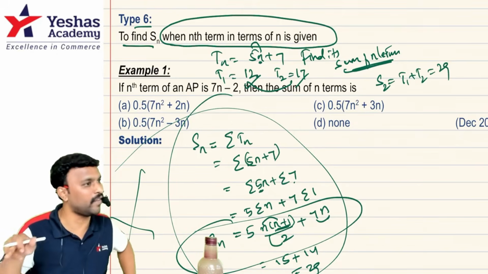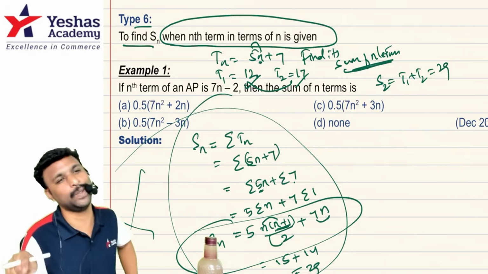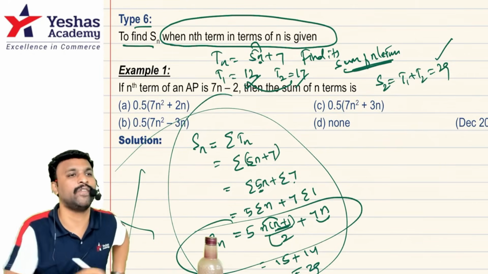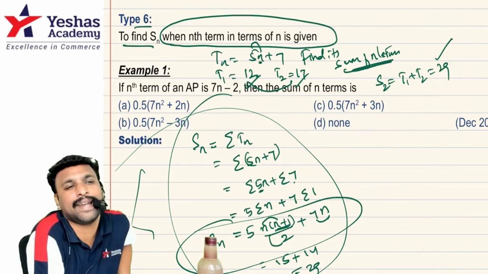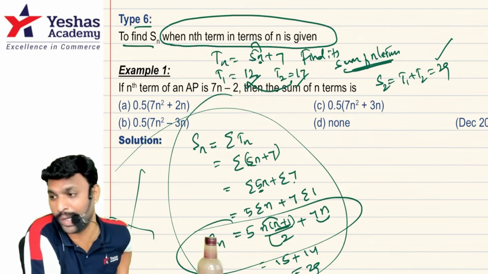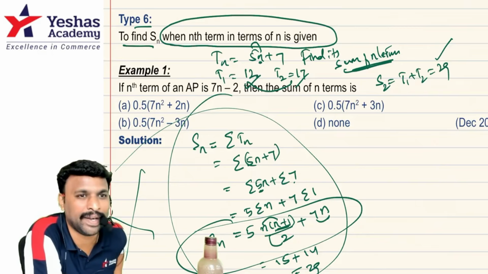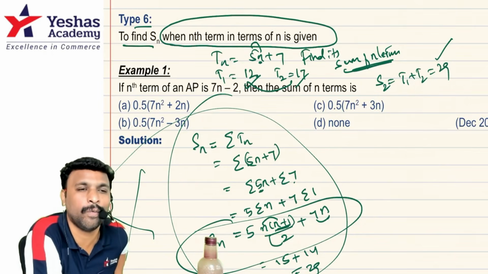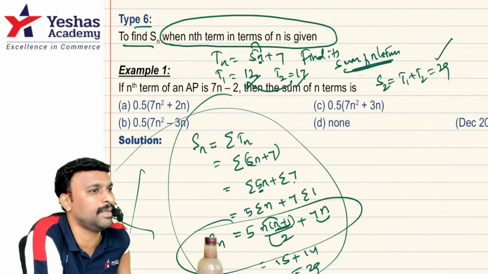Now what to do on finding S2? Put n is equal to 2 in the options. Whichever option fetches you this 29, that's the right answer. Have you understood? Everybody, can we solve one more question using the same concept?